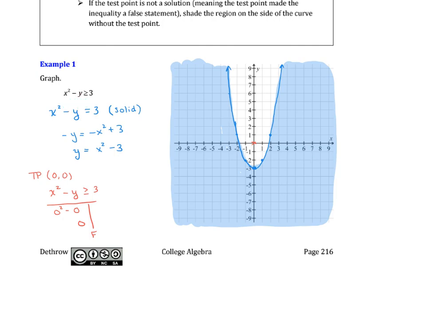If we chose negative 4, 1, then likewise, negative 4 squared would be 16, minus 1 would be 15, which is bigger than or equal to 3. So any point in this region would make it true. Any point in the non-shaded region would make it false. And any point on the curve would make it true because that would make it equal to 3.